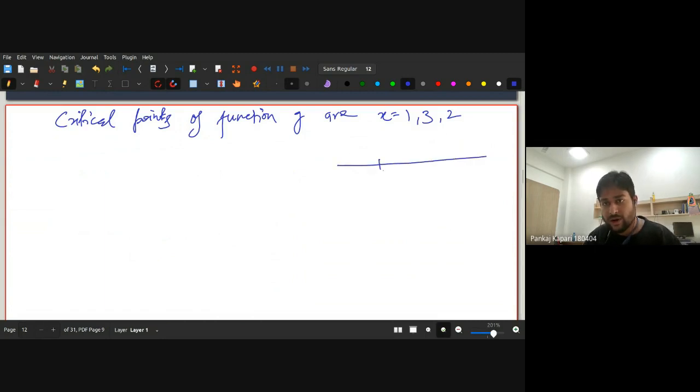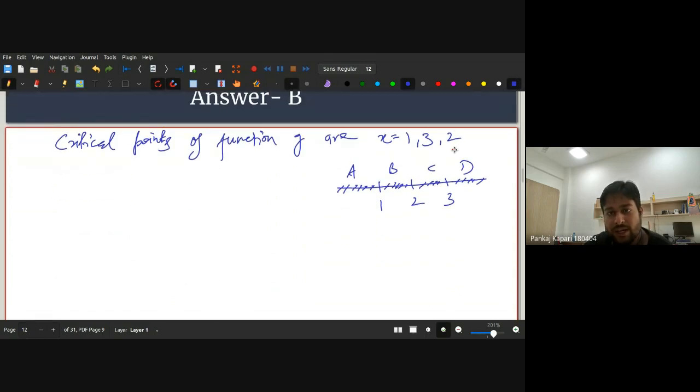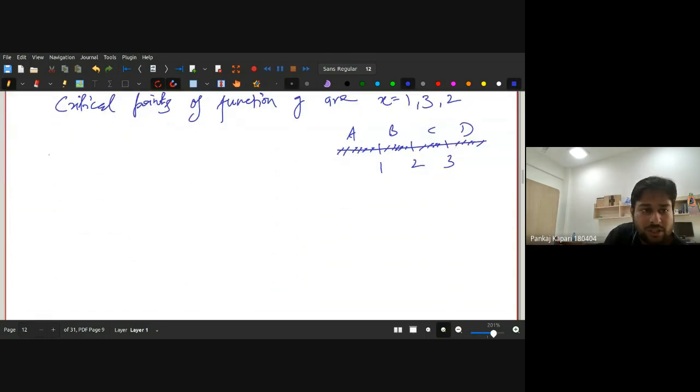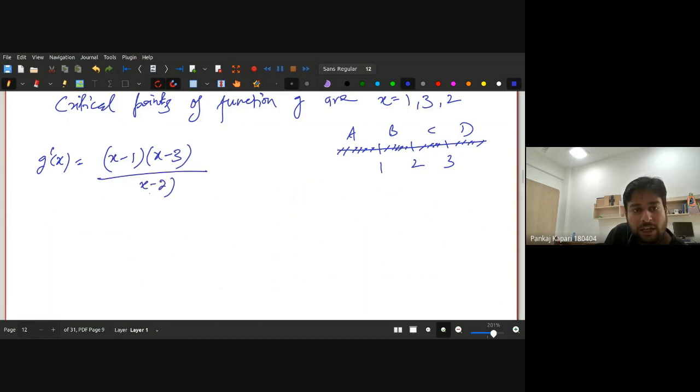into 4 parts. So this is 1, 2, 3. So here we have these 4 open intervals, A, B, C, D, and we have to check the sign of the derivative inside all these intervals. So what was the derivative? Let's write it once again. It is (x minus 1) into (x minus 3) divided by (x minus 2) whole square.